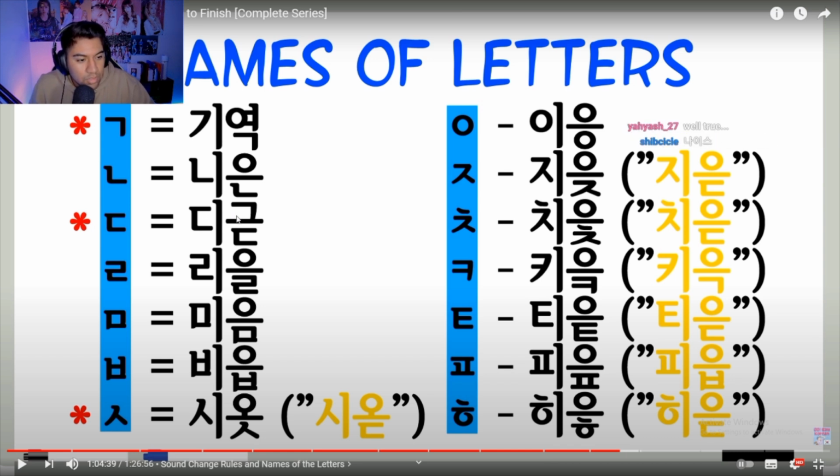This one's weird because it's the Tikot. Ticket. And then our favorite one, Shiot. Make you sound like real Korean if you say the name.